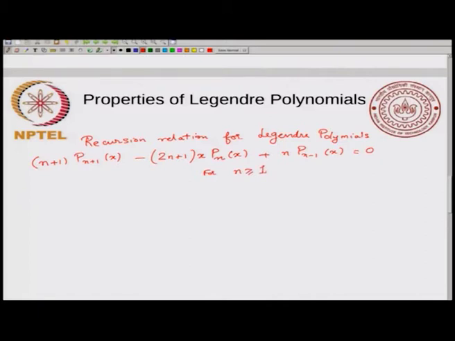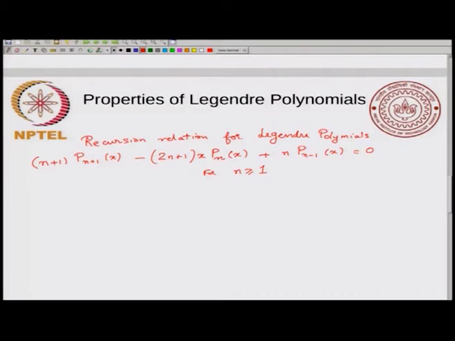Obviously, when n equals 0, such a relation is not valid because you do not have P_{-1}. Now this is a very interesting relation. It relates a Legendre polynomial of degree n+1 to a Legendre polynomial of degree n multiplied by x and a Legendre polynomial of degree n-1. Another form in which this relation is often written is the following.